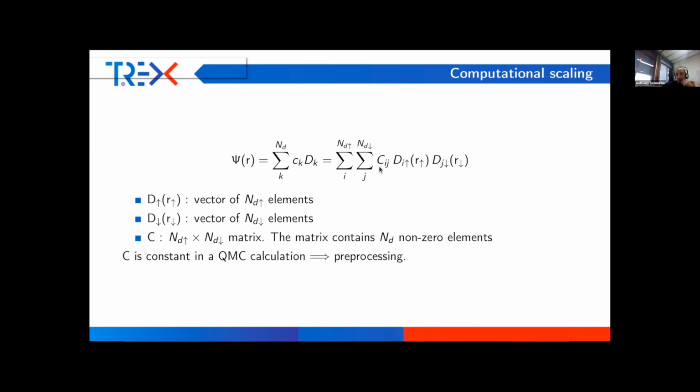As I said, in the QMC simulation, what is changing is the electron coordinates, not the CI coefficients. And so this transformation can be done as a preprocessing step. And then you can use this form of wave function at every step of your Monte Carlo simulation.